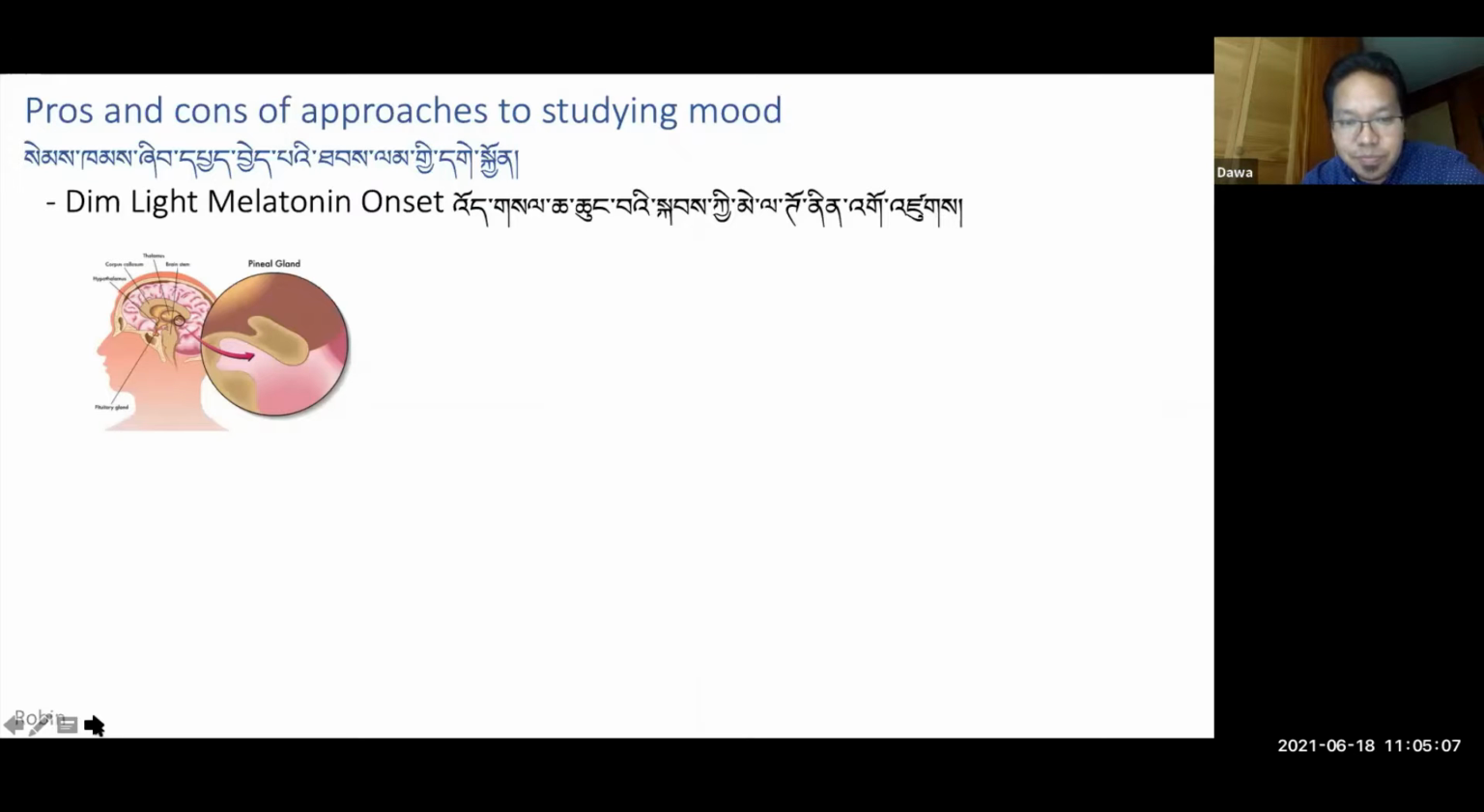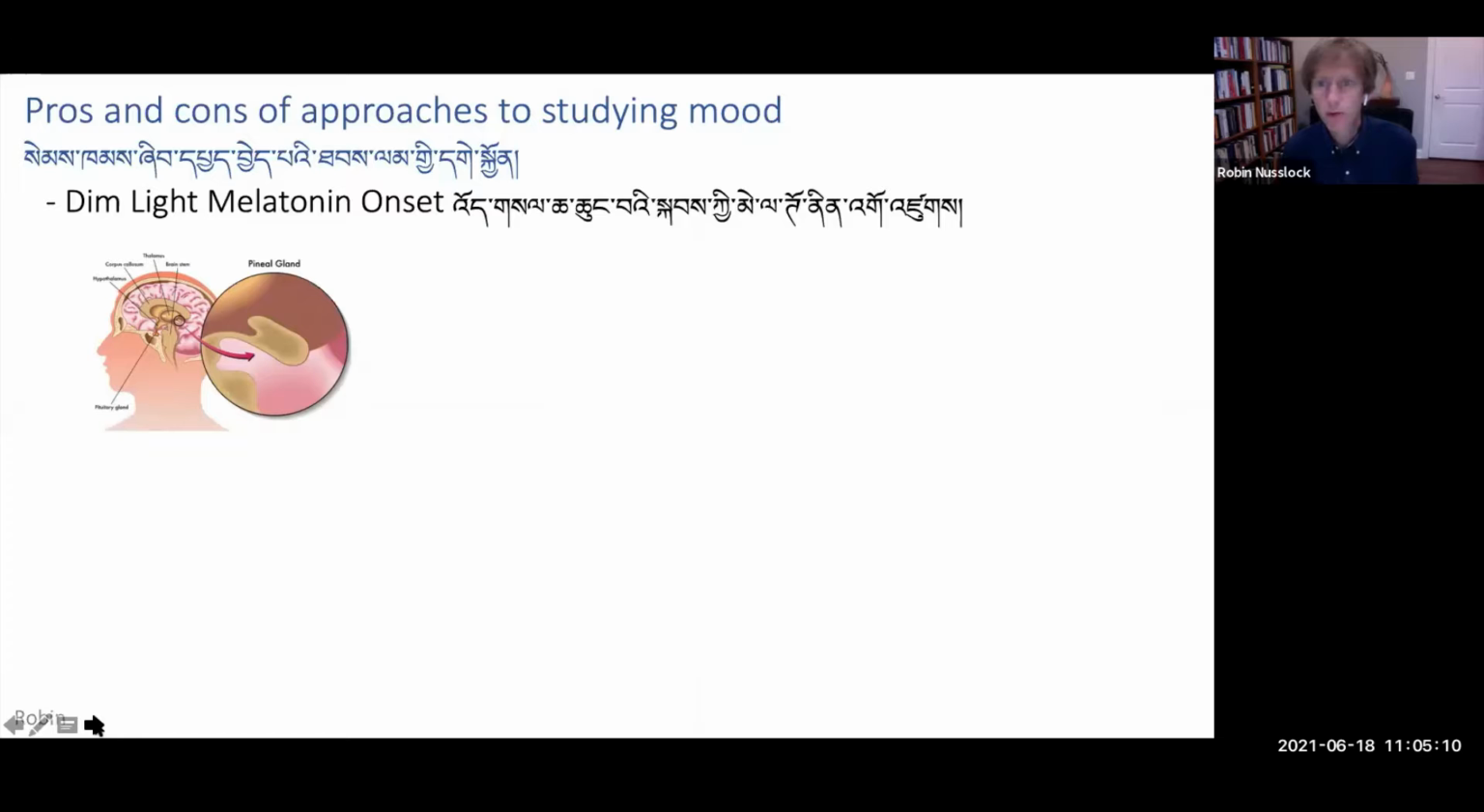And melatonin is a hormone released from the pineal gland that coordinates our circadian rhythms.